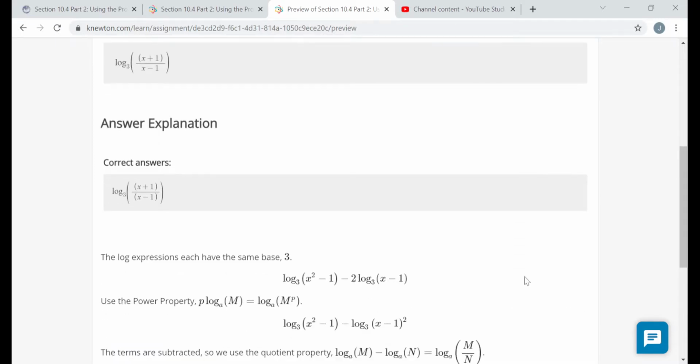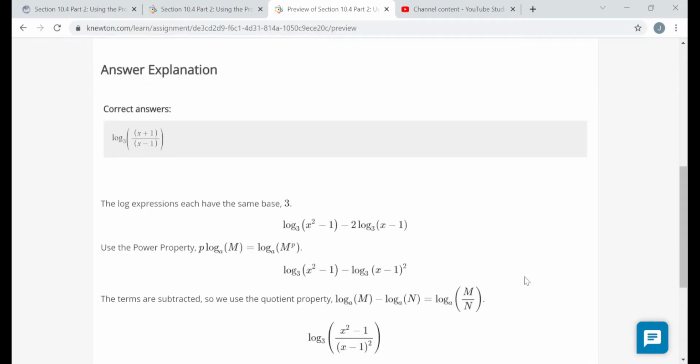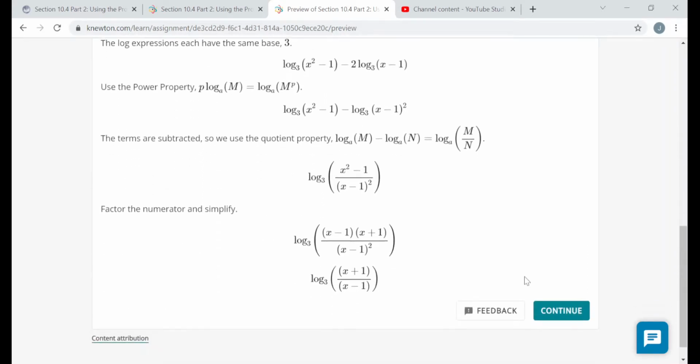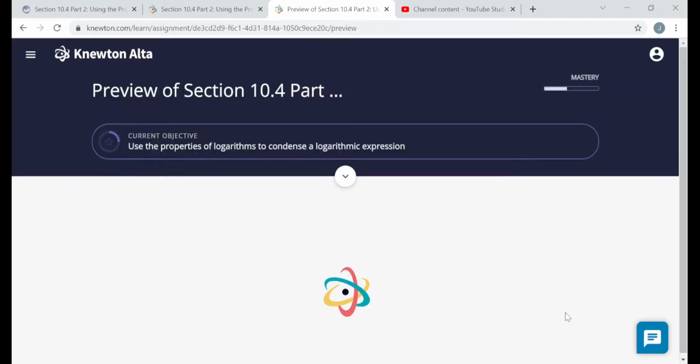So yeah, this is just reversing the expansion process. We're condensing, writing an expression as a single logarithm with a simplified argument. Great. Next question.